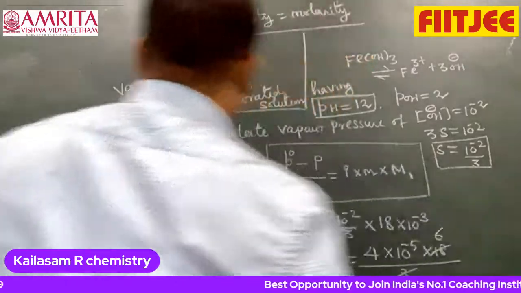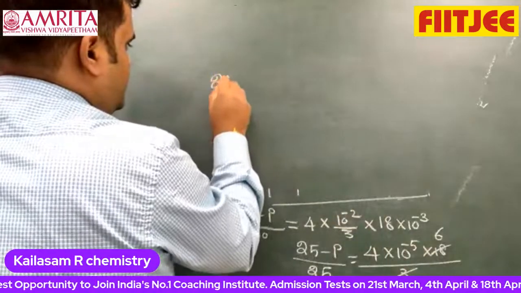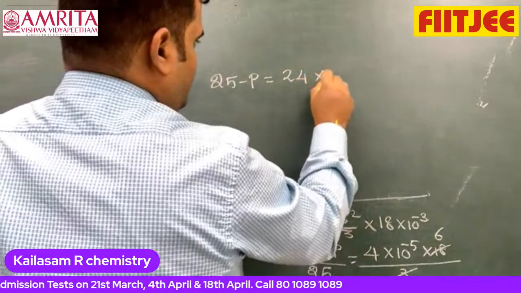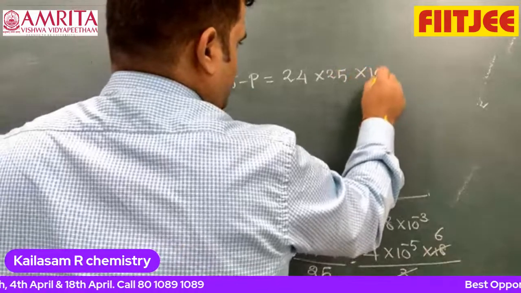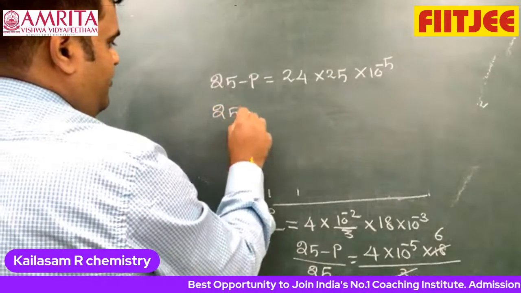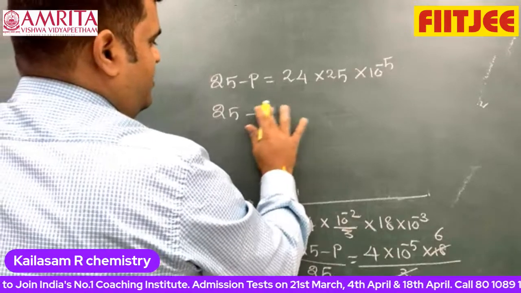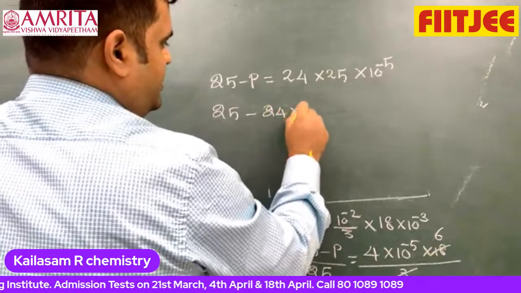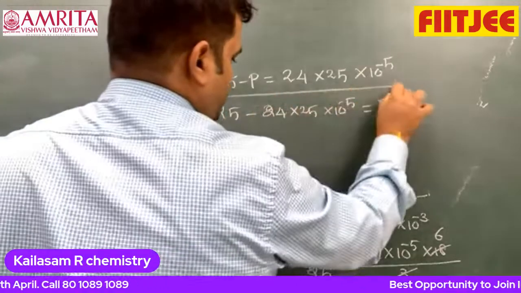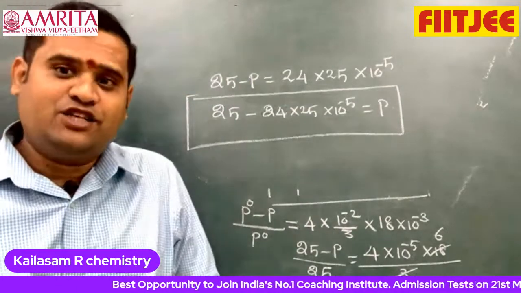Now from this, 25 minus P is nothing but 24 into 25 into 10 power minus 5. Okay, no problem. So 24 into 25 into 10 power minus 5. This is the answer to the question.